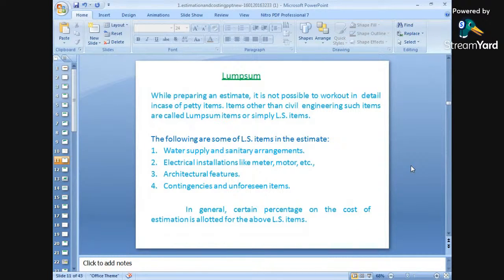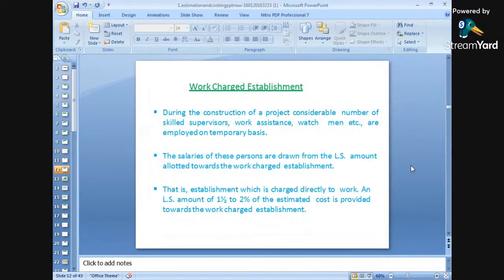Number three is architectural features. Number four is contingencies and unforeseen items. What are contingencies? Contingencies are unforeseen expenses. While executing any work, unforeseen expenses also have to be taken care of, so a separate amount is kept for them. In general, a certain percentage of the cost of estimation is allotted for the above lump sum items.